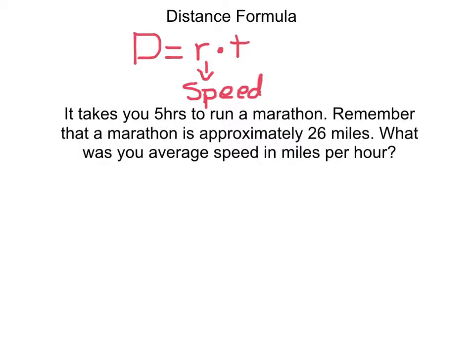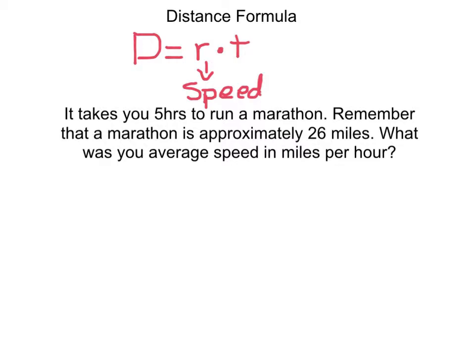So if we look at using the distance formula, we can use it to solve a problem like the one we have on our screen. The problem says it takes you 5 hours to run a marathon. Remember that a marathon is approximately 26 miles. What was your average speed in miles per hour? So if I wanted to solve this problem, I would just find the information that I have and use that to figure out what's missing.